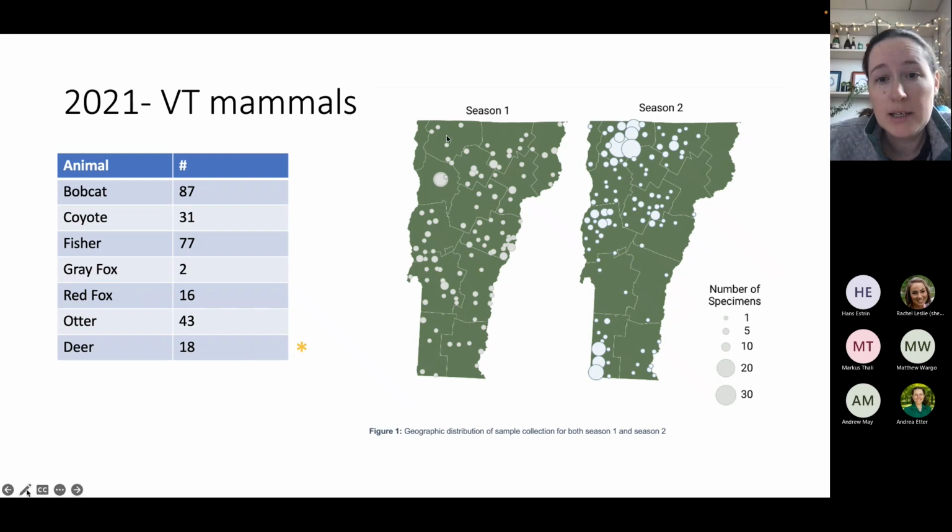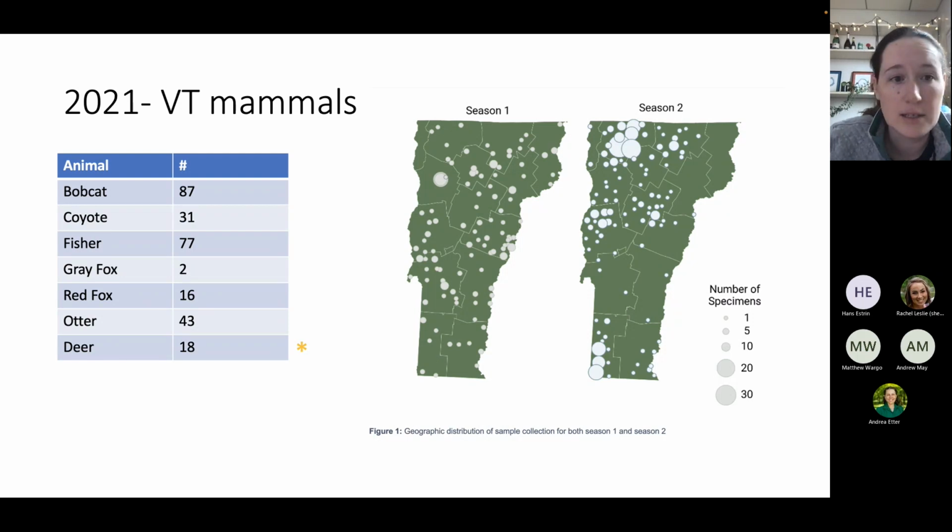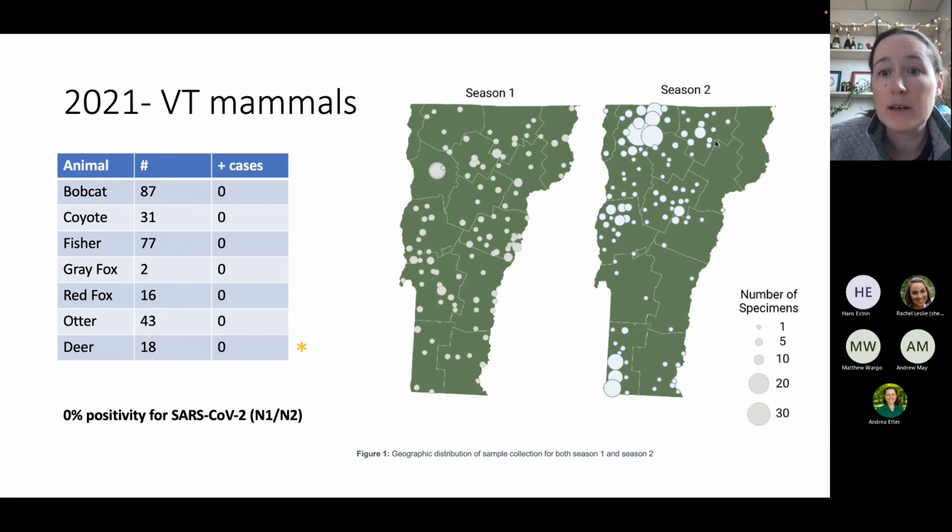And you can see here on the season 1 map, you have the circle showing the geographic distribution of where animals were collected throughout the state, and the size of the circle indicates the number of animals that were collected. And then here in season 2, you can see we were able to collect more in the way of cases. And particularly that was because of the large number of deer that we got in season 2.